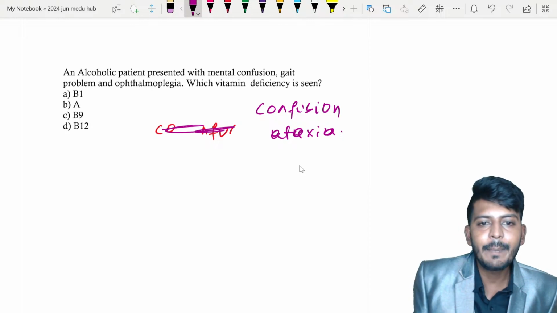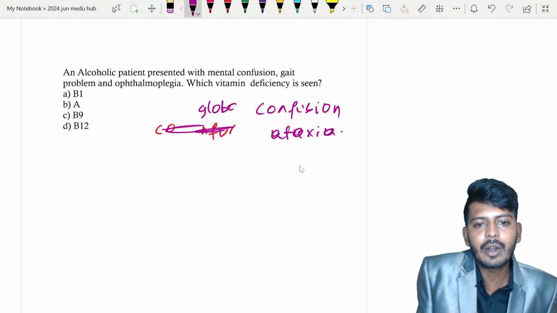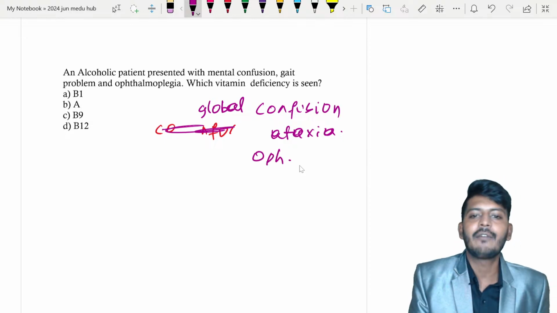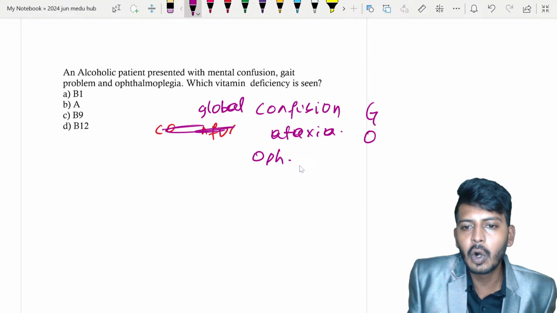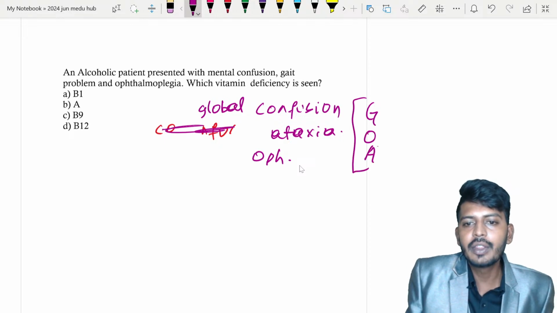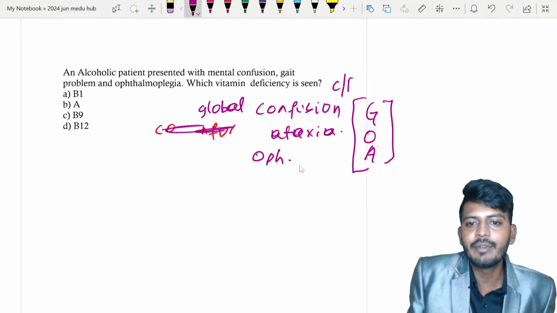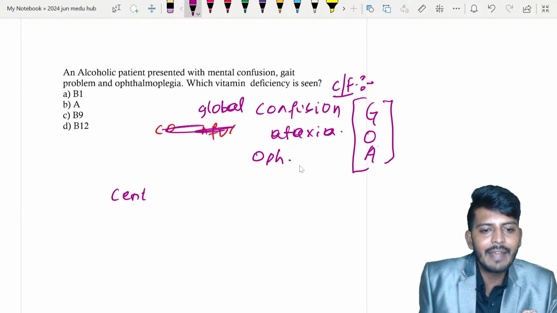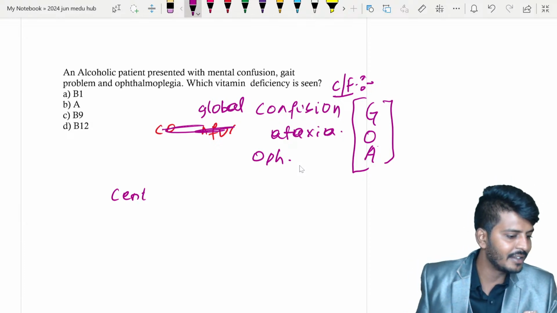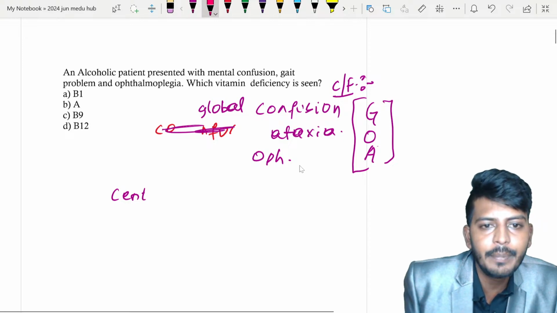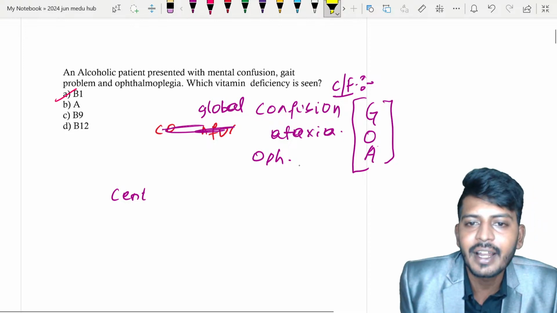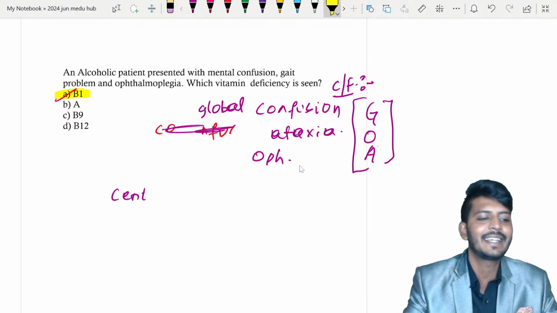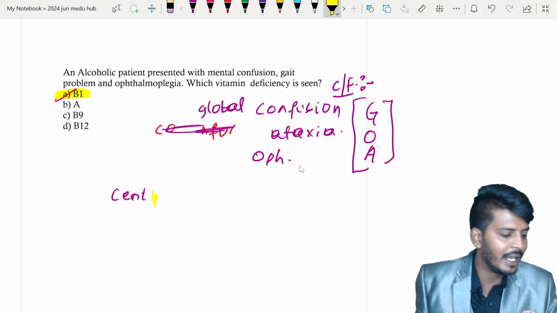This is a type of confusion which is a global confusion. Global confusion, ataxia and ophthalmoplegia. The standard mnemonic is GOA. This is a clinical feature associated with central vitamin B1 deficiency. All of you who answered are correct: GOA and B1. Global confusion, ophthalmoplegia and ataxia is a clinical feature of central B1 deficiency.